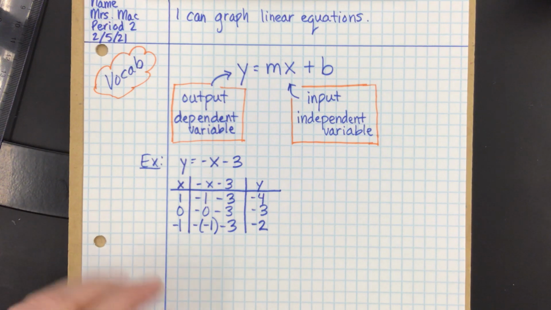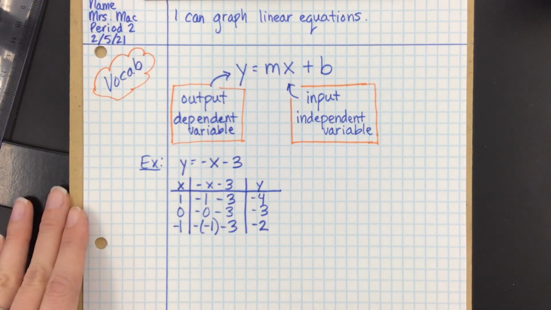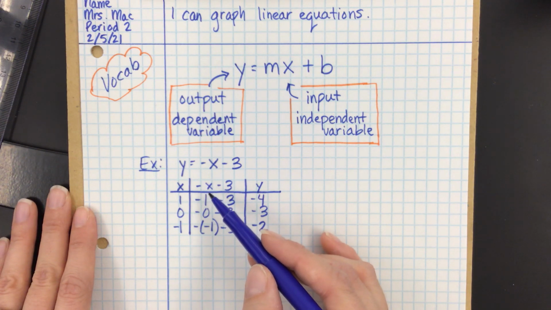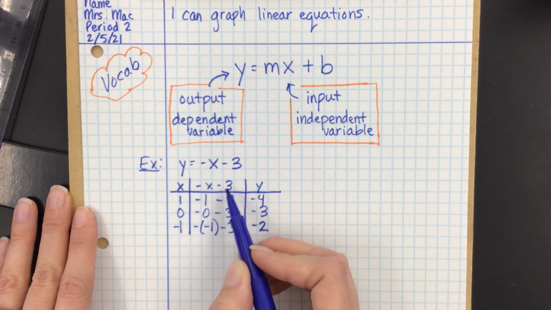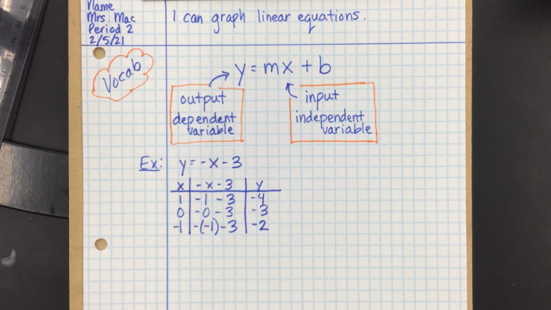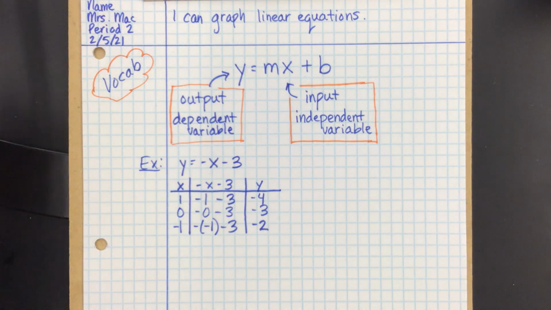Yeah, Elizabeth? Why did you put -0? I was just plugging it into the equation. See, the equation is -x minus 3, and if I have x be 0, I just plugged it in. But -0 is just 0. All right, so let's go ahead and graph this now.